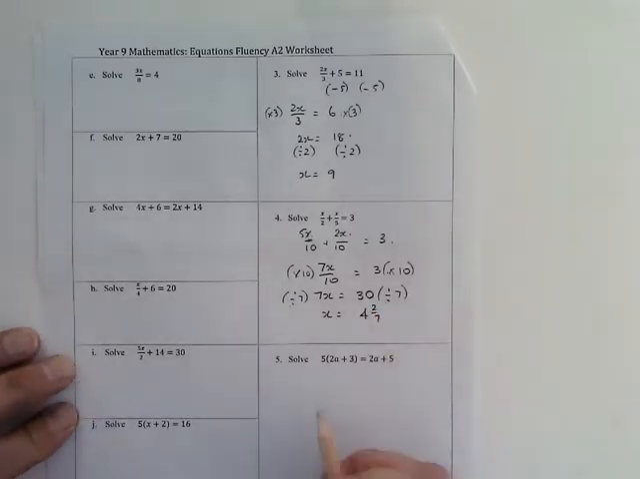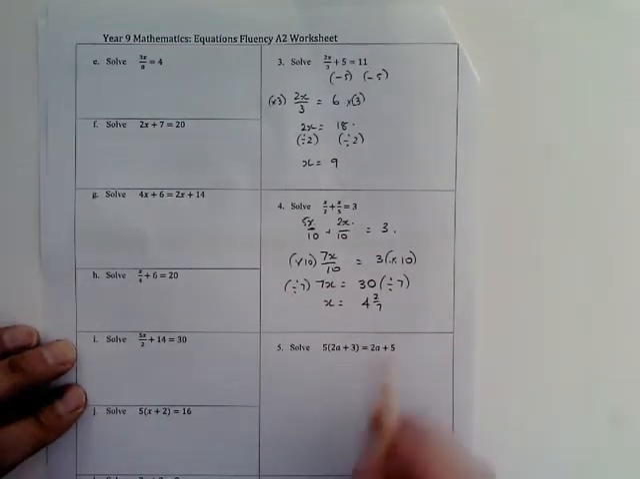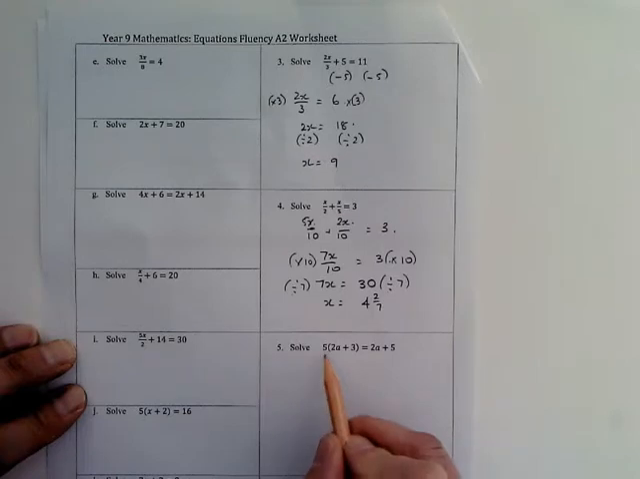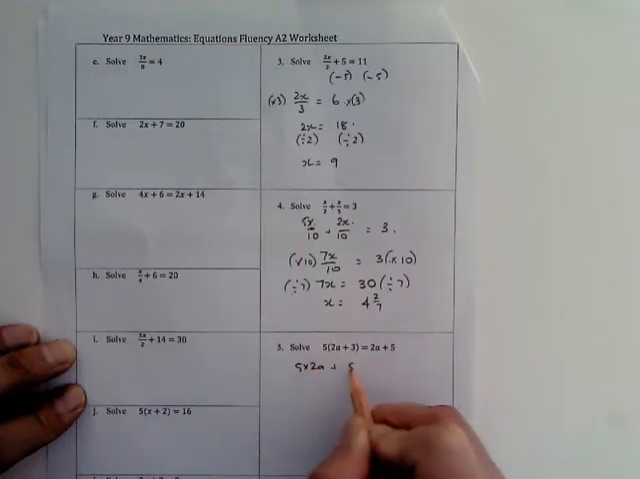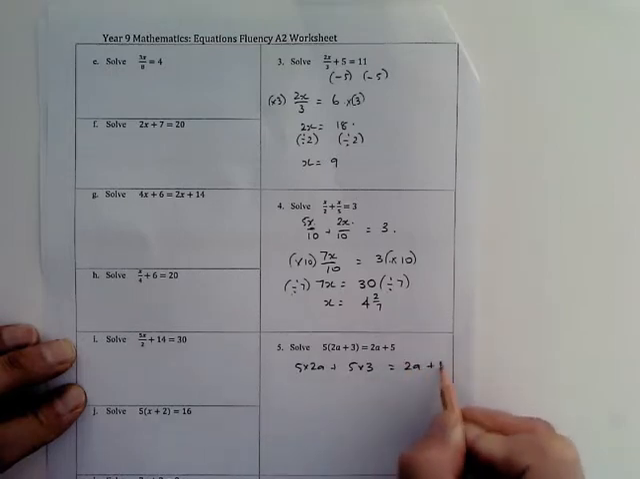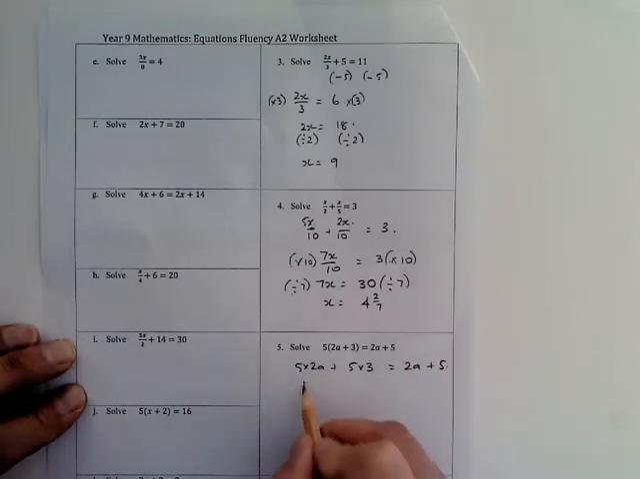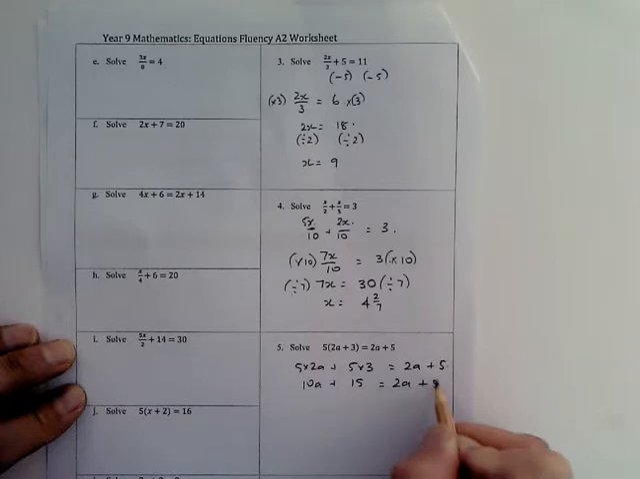Okay, question 5. The simplest way of approaching this one is I'm just going to expand these brackets, so I'll end up with 5 times 2a plus 5 times 3 equals 2a plus 5. So 10a plus 15 equals 2a plus 5.